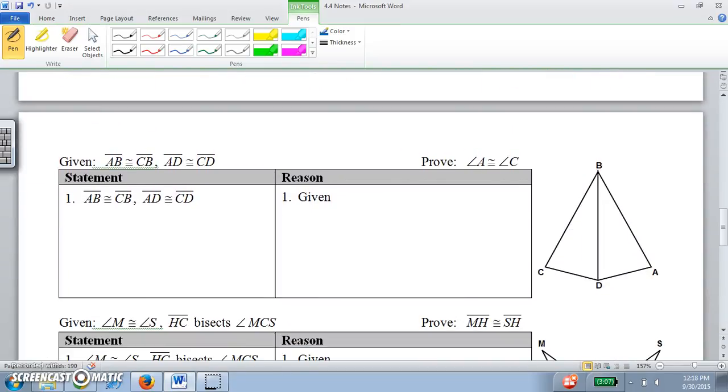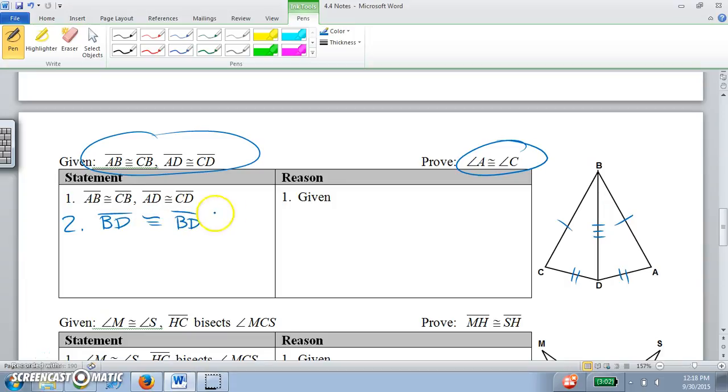So a few proofs. We've got first here, given AB congruent to CB and AD congruent to CD. So we can probably already see how we can prove these triangles are congruent. We're trying to prove that angle A is congruent to angle C. Well, we don't know anything about any of the angles on here yet. So we do have this reflexive side, so we can state that BD is congruent to itself, BD, and that is a reflexive side. That's the reflexive property.